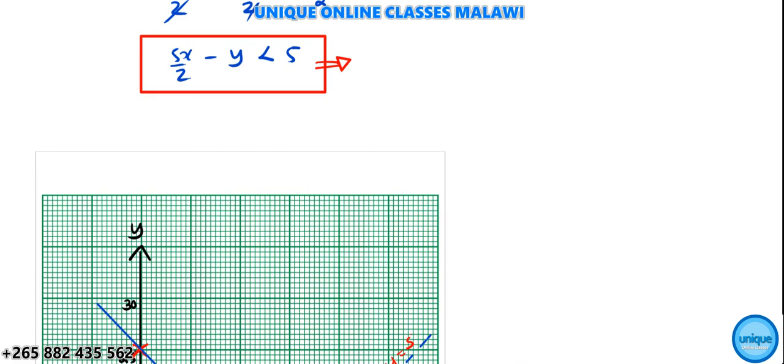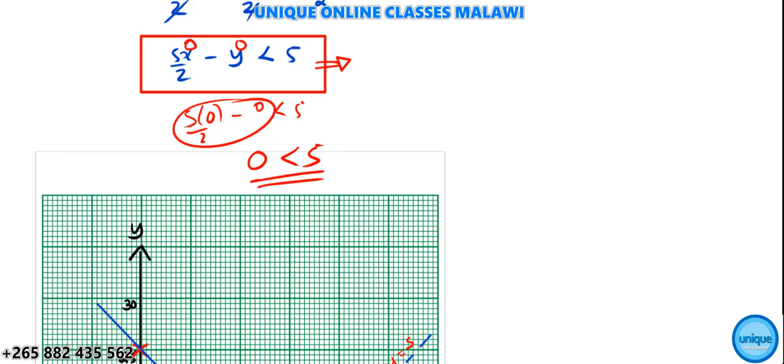To decide which side to shade, I use the origin point. Let me take the origin point as 0, 0. X is 0, y is 0. So substituting 0, we get 5 times 0 over 2, minus 0, less than 5. So 0 is less than 5. This is true.